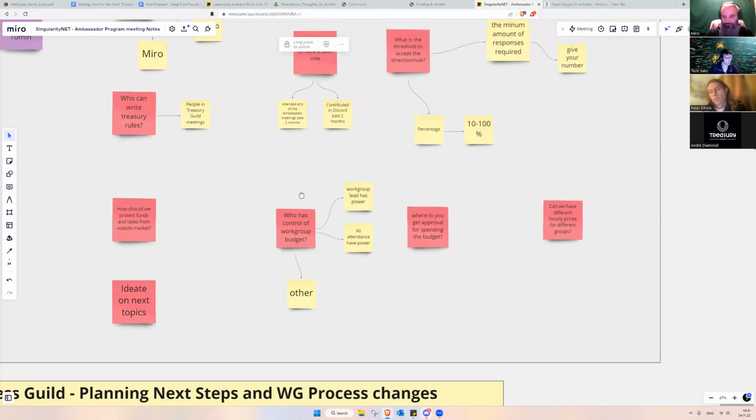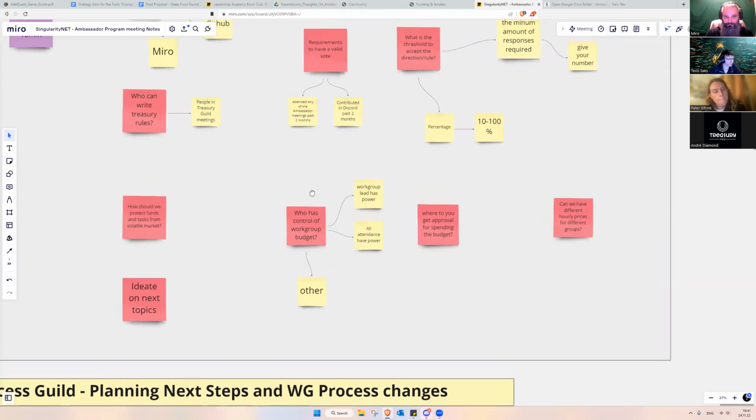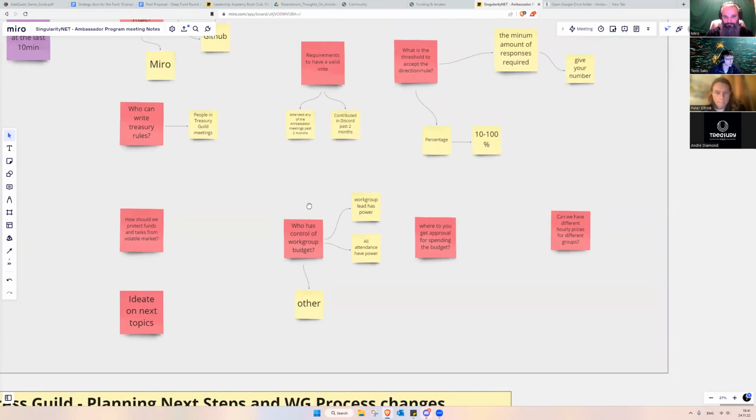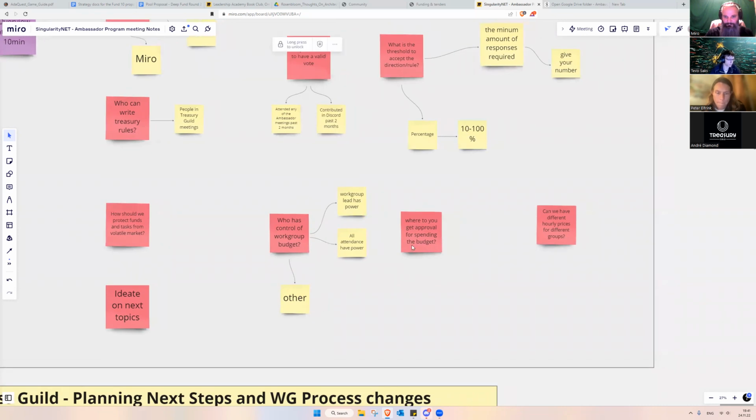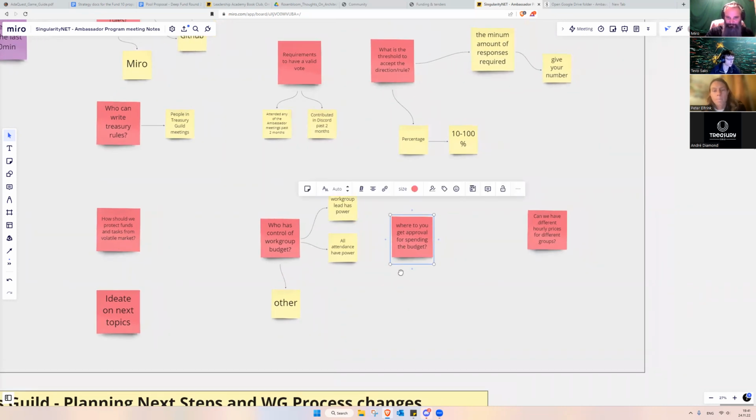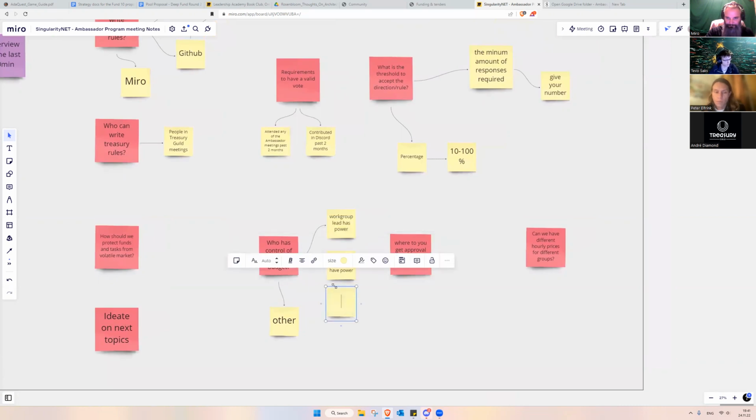Okay, so I reshaped the question: who has control of the work group budget? This is more accurate than before. And then the other question: where do you get the approval for spending the budget? And you mentioned process guild, treasury guild, or no approval needed once the budget is allocated.